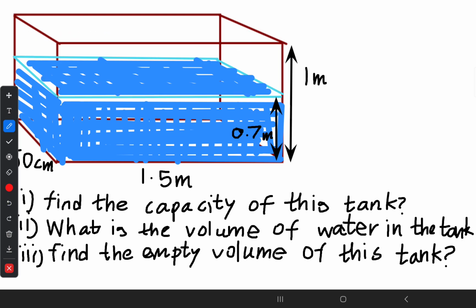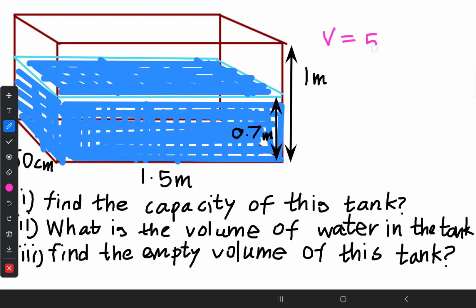Try the question by yourself first. Thereafter, I will explain. There are two methods to find the answer, capacity and volume. First, I will use centimeter measurements to get the capacity. To find the capacity, that is also a volume. The total volume of this tank is called the capacity.